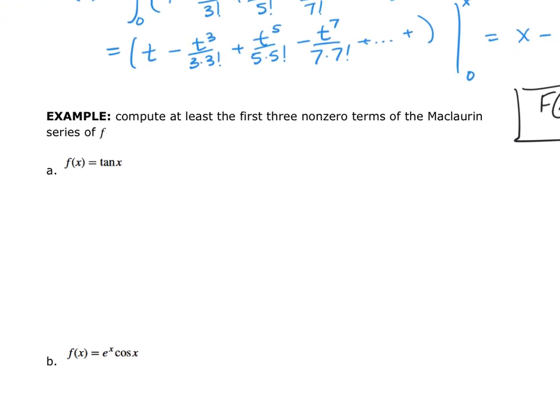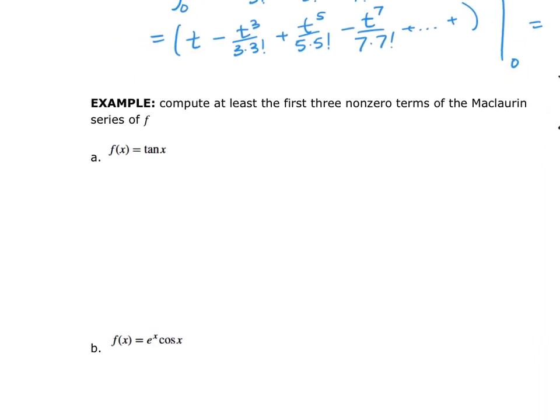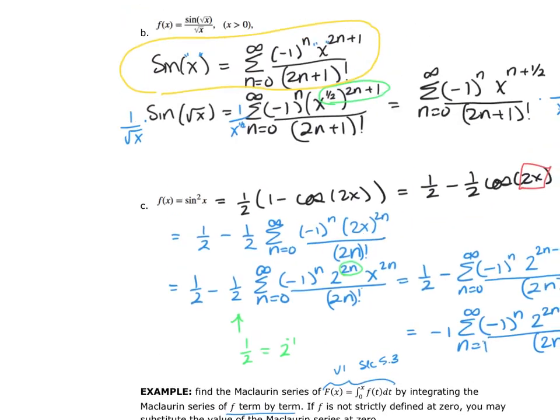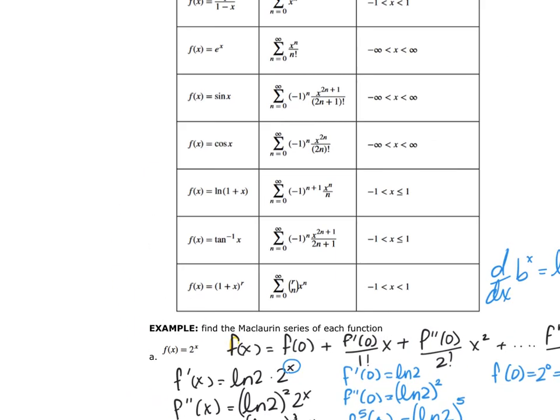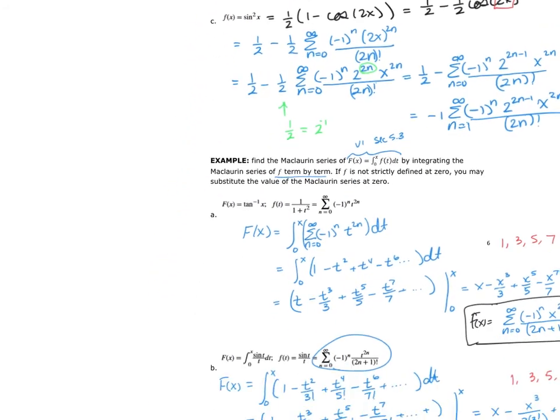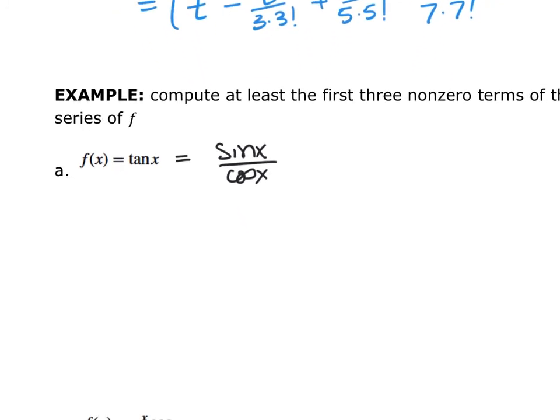On these examples, they're asking us to find the first 3 non-zero terms of the Maclaurin series. And we're tempted to write this as the sine of x divided by the cosine of x, and then use those definitions of sine and cosine from up above, in our box up here. Now, I want to caution you about doing that. It's in and of itself okay, but if you do it like that, you don't get to do it necessarily term by term.